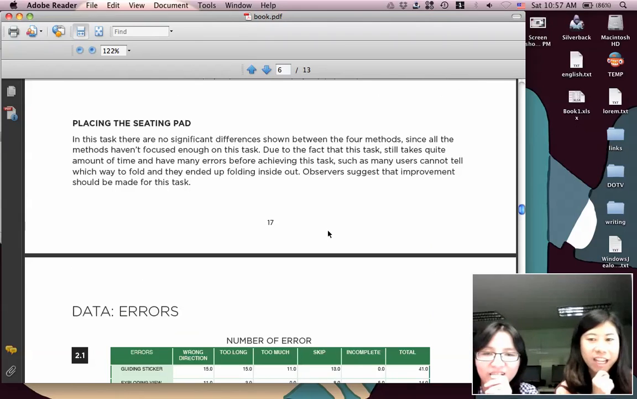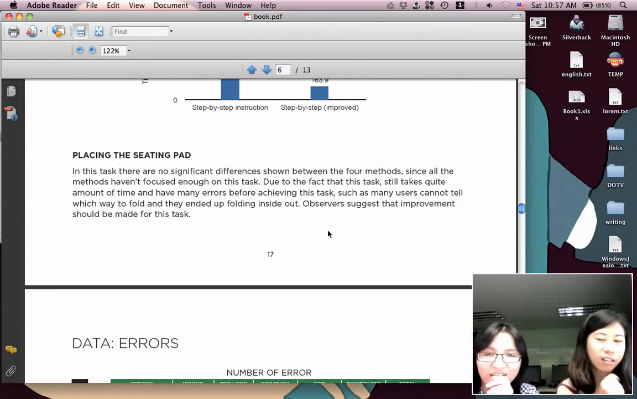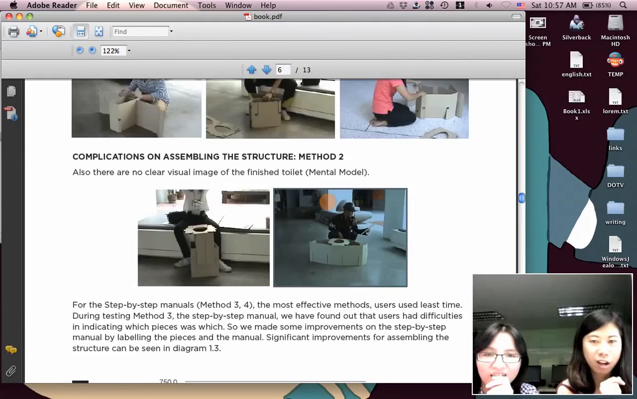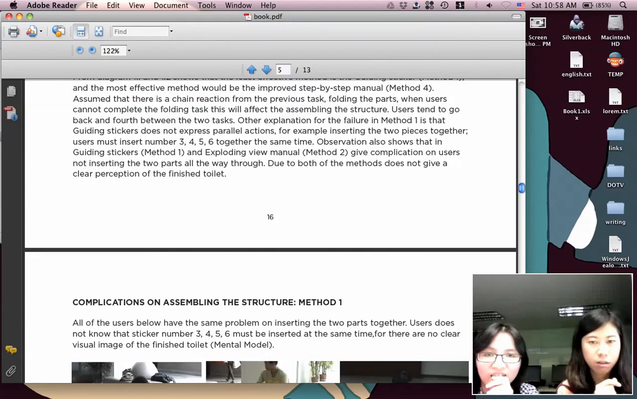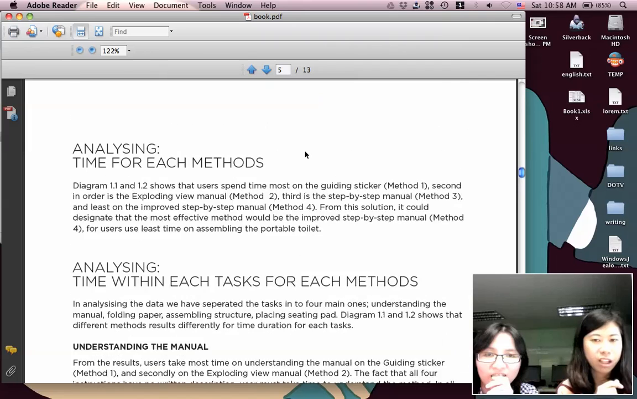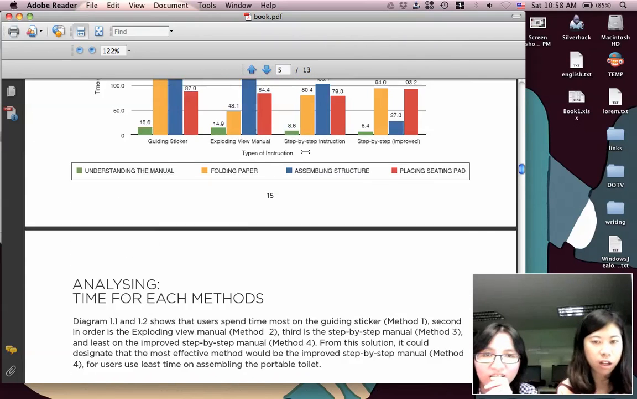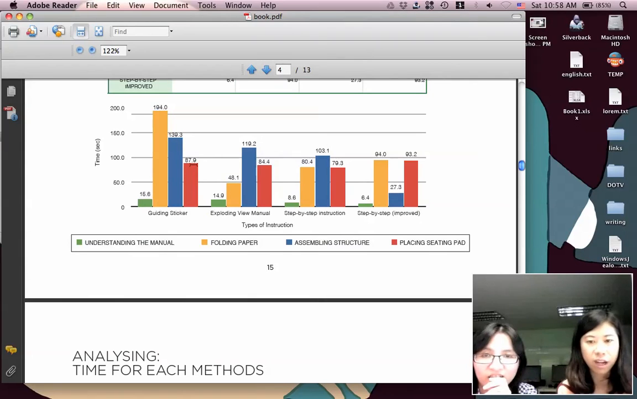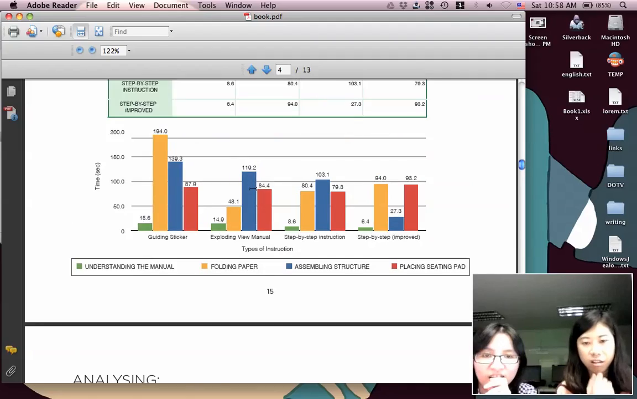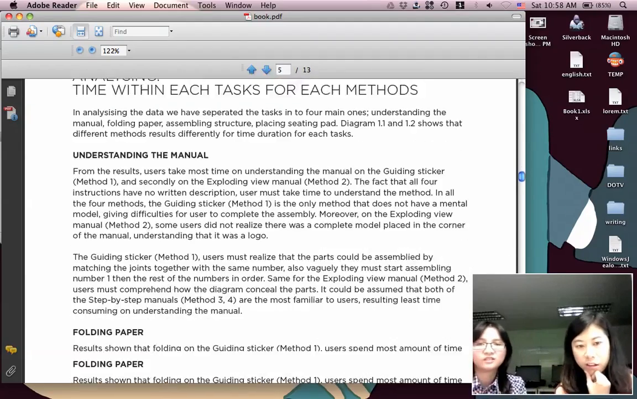In placing the seating pad, we can see that there is no clear difference between all four methods because we didn't really improve the instruction for placing the seating pad. You can see that the red part is quite the same. But maybe if we improve it, we can make a difference. So that's the part that we should develop.